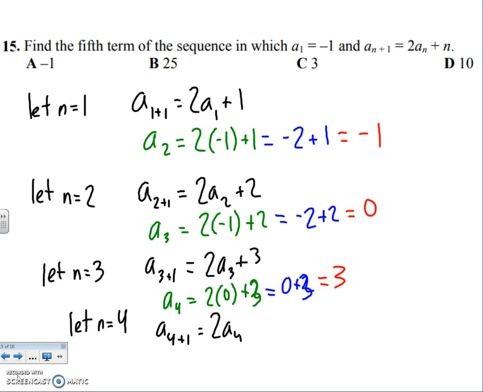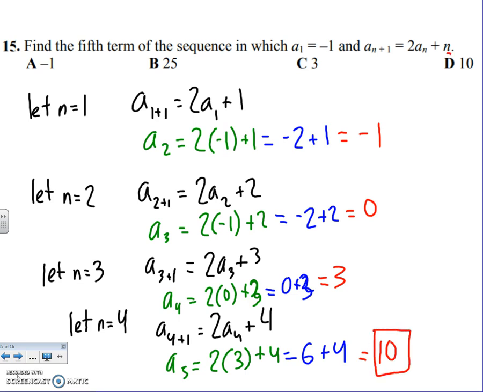So 2 times a sub 4 plus n, which is 4. So really this is a sub 5, the fifth term, is 2 times 3, found in red before, plus 4. So that is 6 plus 4, which turns into 10. So a sub 5, the fifth term, is 10. Answer is D.